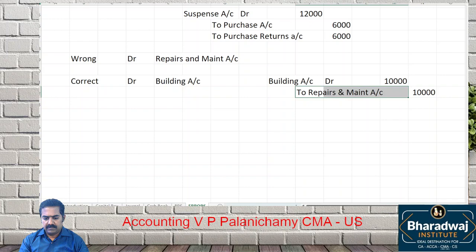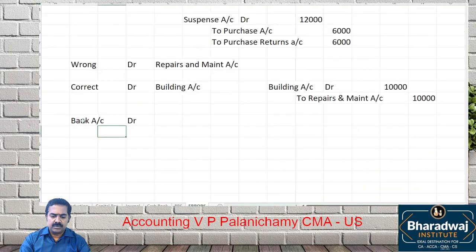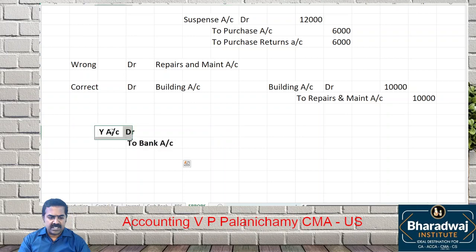Then, what is the next one? Check 4,000 received from Y dishonored. Wait. When a check is received, what entry should be passed? When receiving, bank account debit to whom? To Y account. This is on receipt. When dishonored, what is the entry? Cancel it. Y account debit to which account? Bank account. This is the correct treatment. Don't bother about the receipt. When the check is dishonored, Y account debit to bank account. This is the correct treatment.